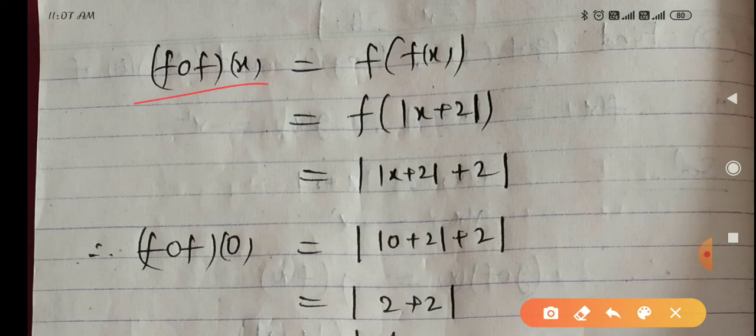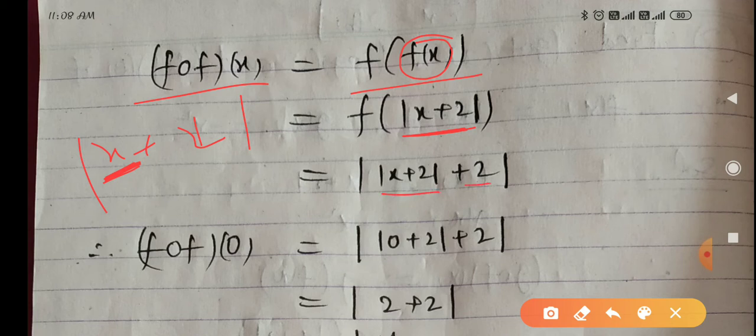fof(x). fof(x) means f of f(x). F of f(x), so f(x) value you put, |x| + 2. So f of |x| + 2. Now again in the function f, in place of x you put x + 2. So function f(x) is |x| + 2. Now in this function, in place of this x you have to put |x| + 2. So that's why I have written ||x| + 2| + 2.